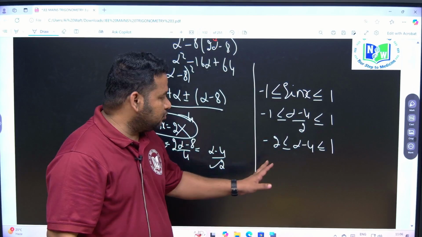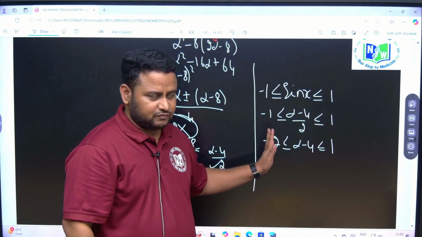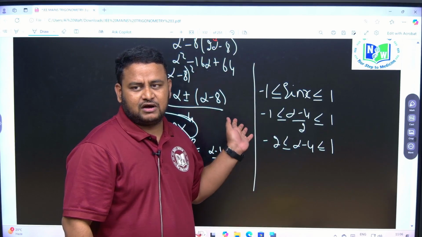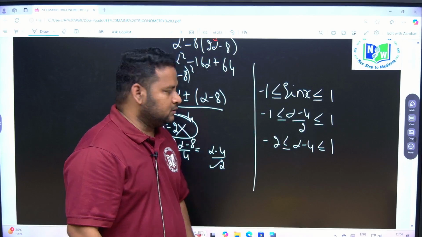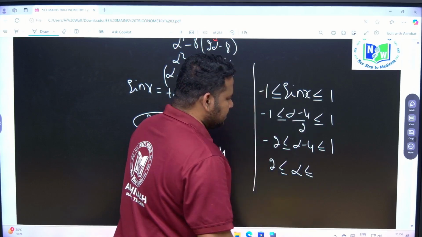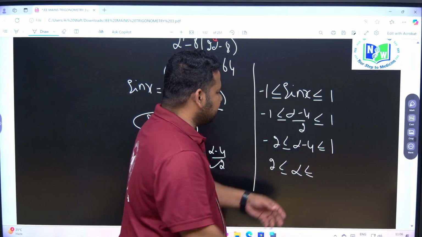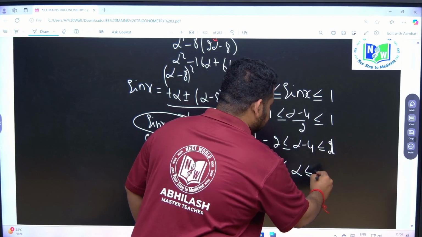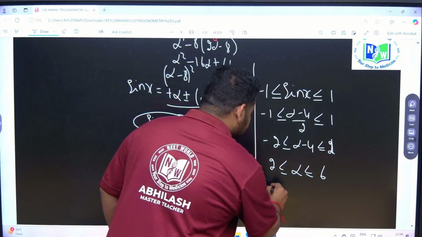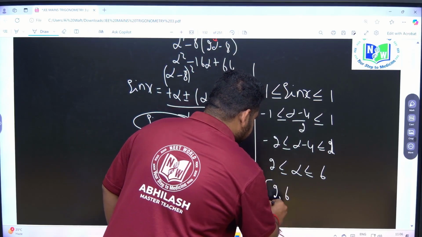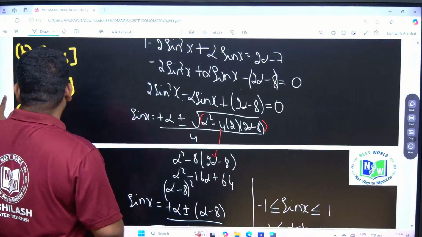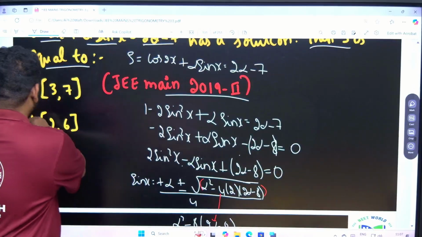Now I want only alpha, I do not want alpha minus 4. So I will add 4 to both sides. This will become plus 2, and this will be 2 plus 4, which is 6. So I got the range of alpha as the closed interval 2 comma 6. So this is the answer, that is 2 comma 6, which is option B.